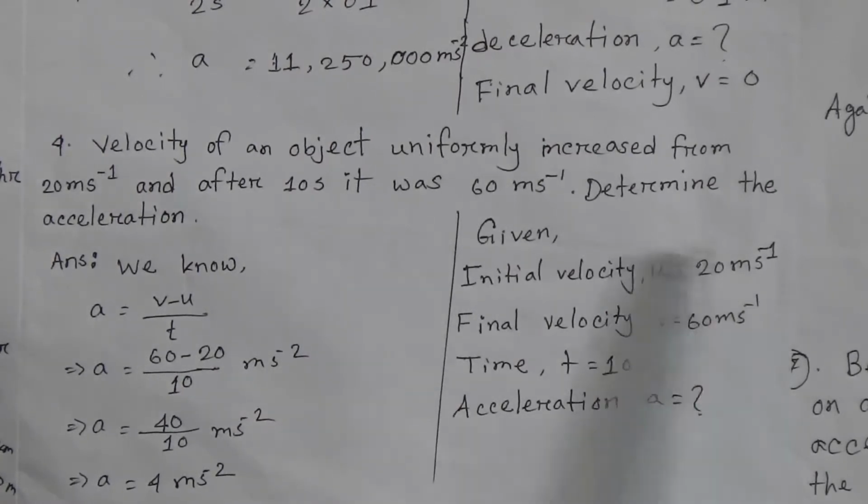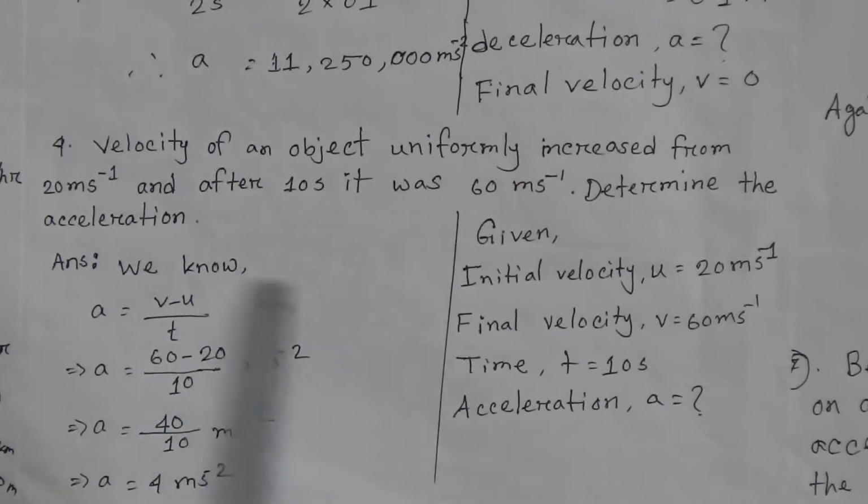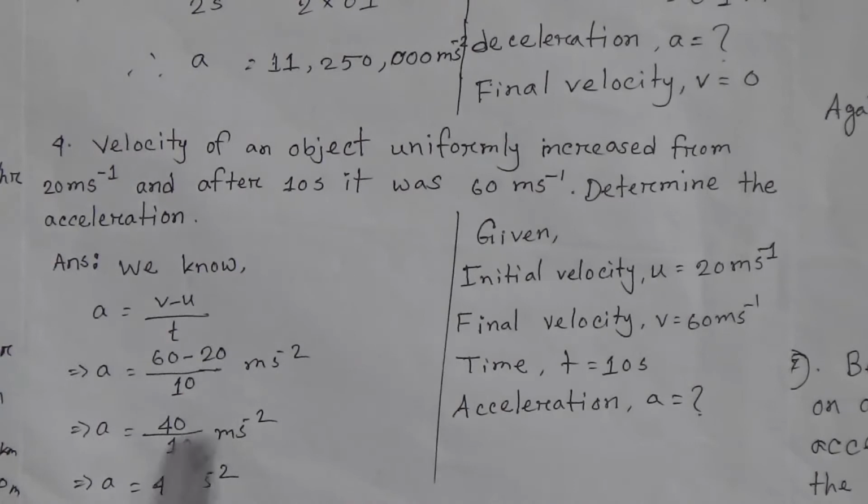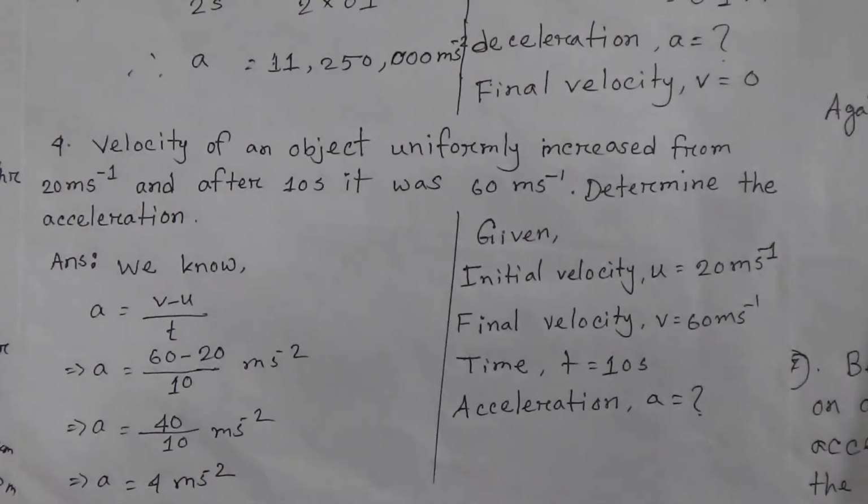And what is the acceleration? This is very easy. We already showed this type of problem in problem number 1. We know a equals v minus u divided by t, and by calculating this we can easily find the acceleration. That means acceleration is 4 meter per second square. My dear students, now come to number 5.